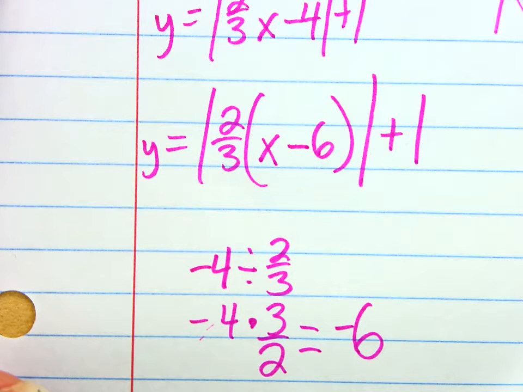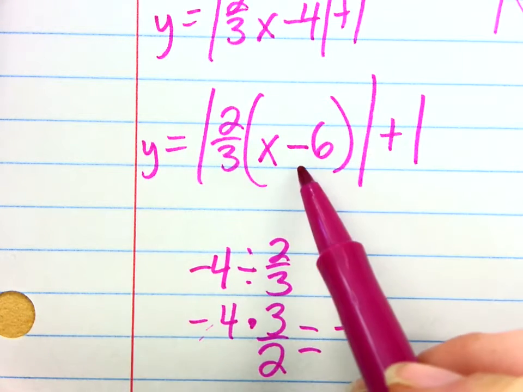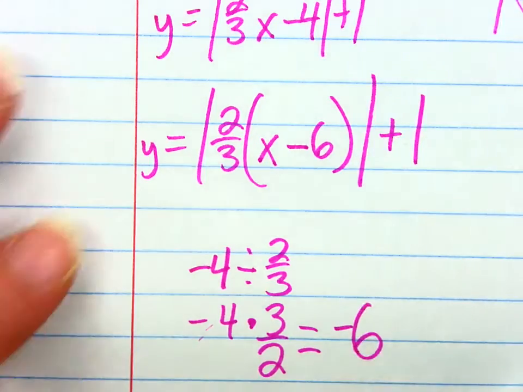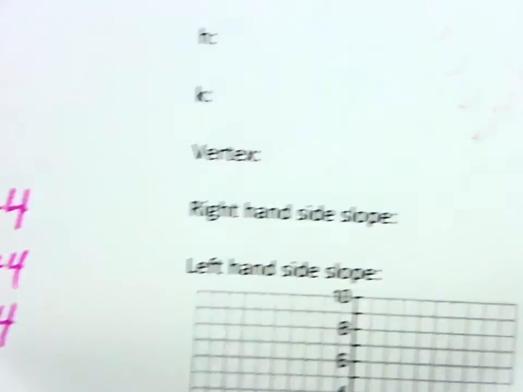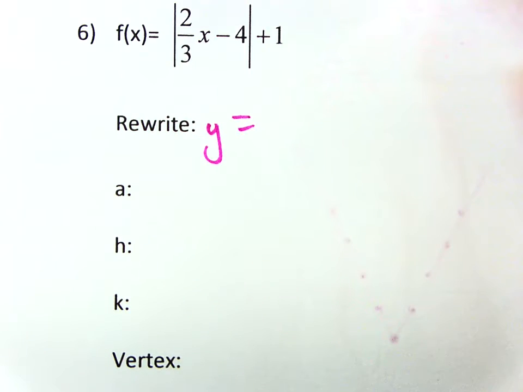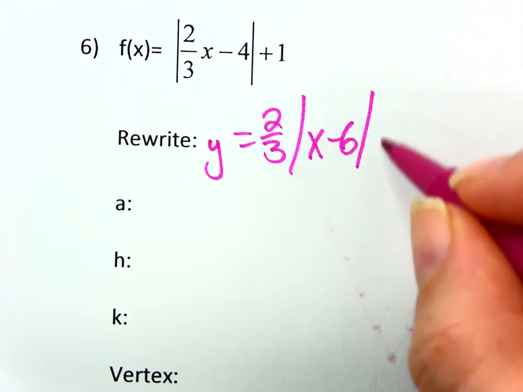Is that all right? Have I totally lost you? Okay, some of you are with me. Good. So now I can split this up, and I'm going to have the absolute value of 2/3 times the x minus 6 and then plus the 1. So now it looks like what I'm used to. So I'll go back to my other sheet. So when we rewrite it, it's going to look like y equals 2/3 absolute value of x minus 6 plus 1.